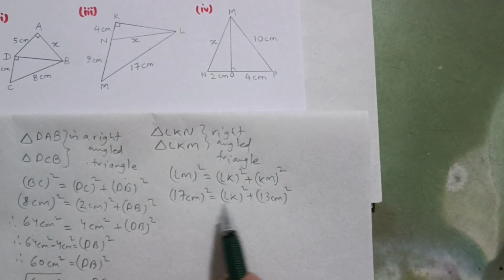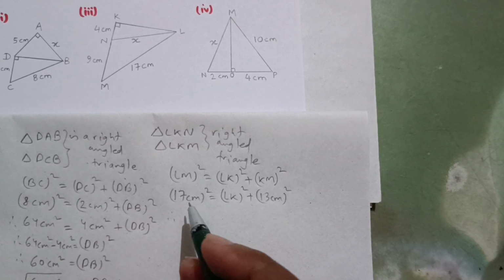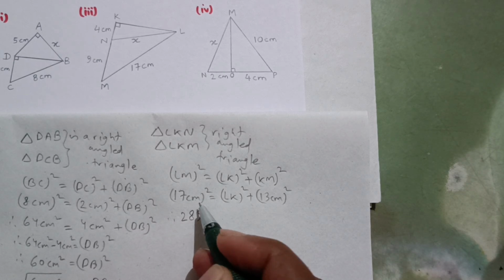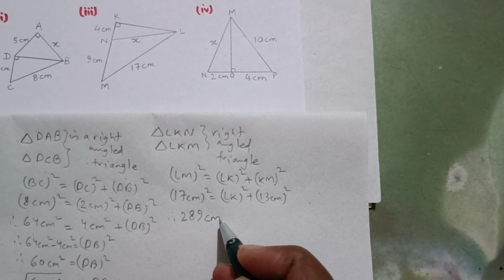So we get this. Now 17 centimeter whole square. 17 square is 289. So 17 centimeter whole square is 289 centimeter square.